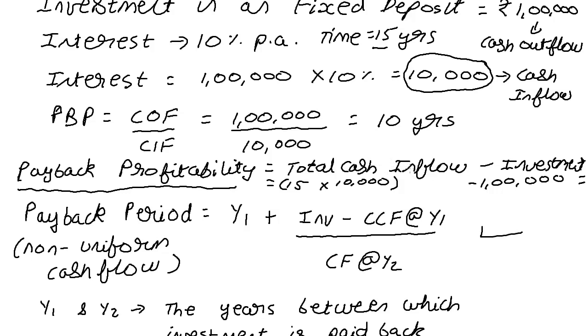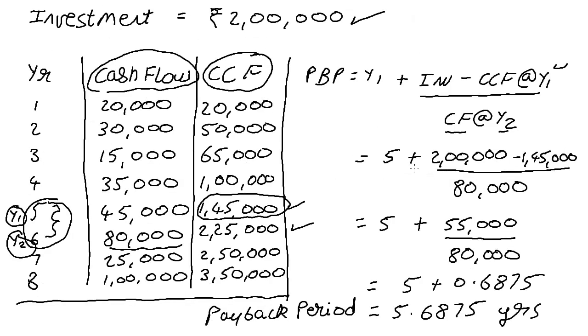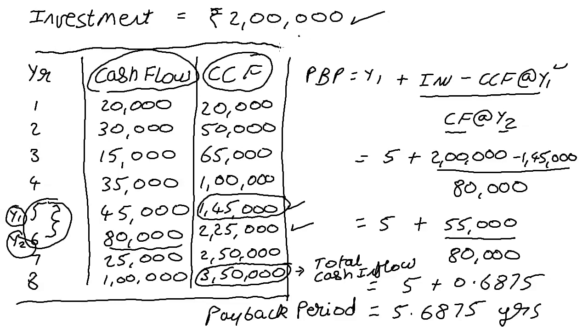Total cash inflow minus investment. First of all, when you do cumulative like this, the final number that you get here in the last row is nothing but your total cash inflow. That's one thing you need to keep in mind. So we have in our sum, and I'm just going to solve it on top over here, payback profitability.